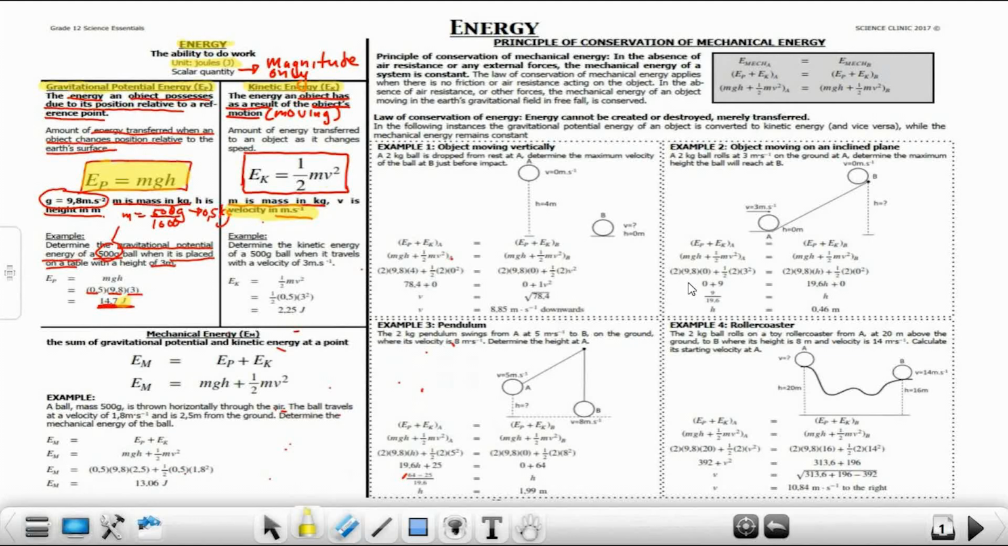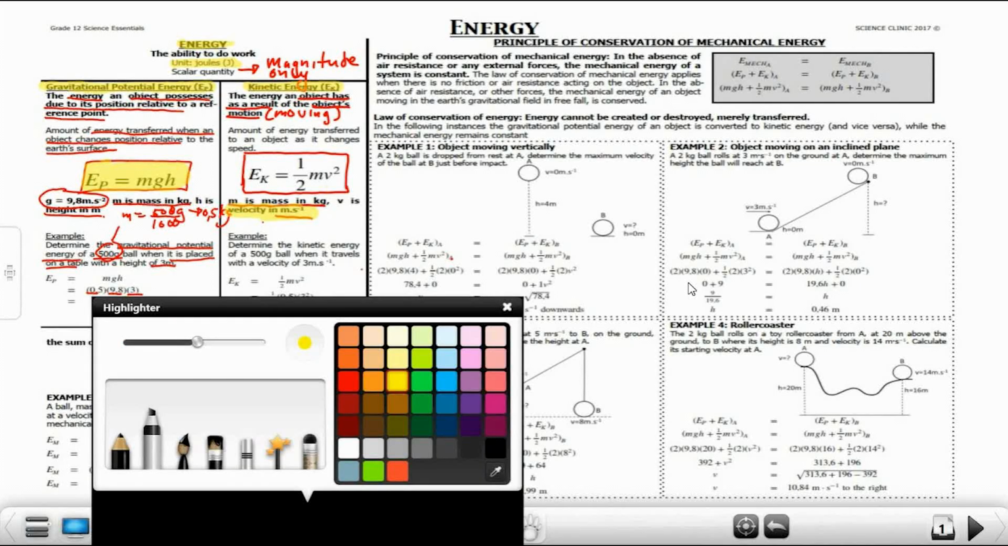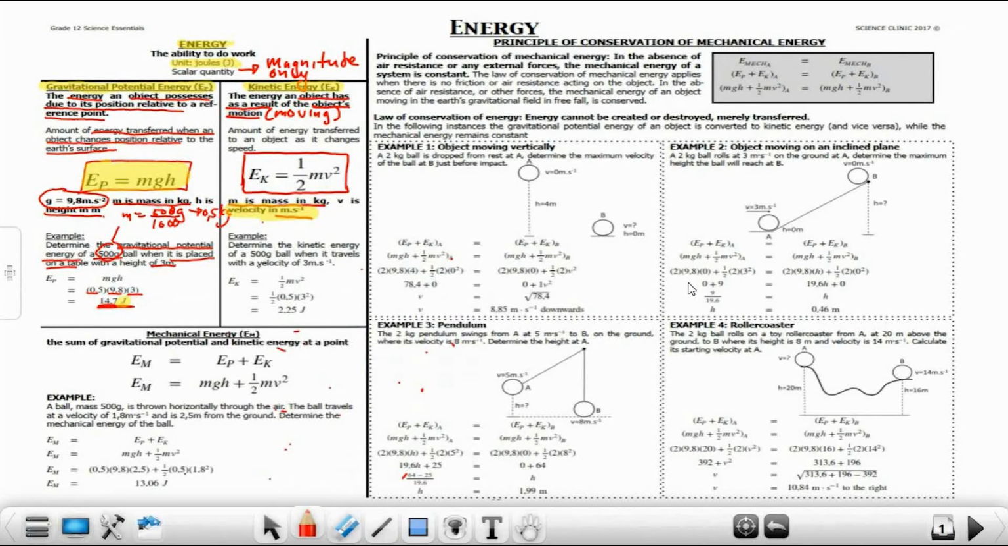Then let's look at this example here. They say determine the kinetic energy of a 500 g ball when it travels with a velocity of 3 meters per second. So the key thing is to highlight the data given to us. I have our mass there, which is 500 g. So I must convert this mass to kg, which will be 0.5 kg by dividing with 1,000. I have my velocity, which is 3 meters per second.